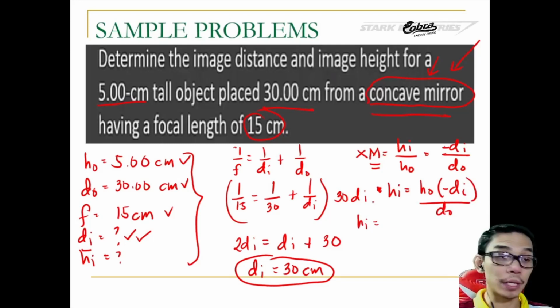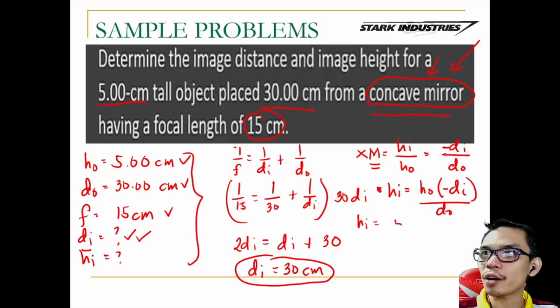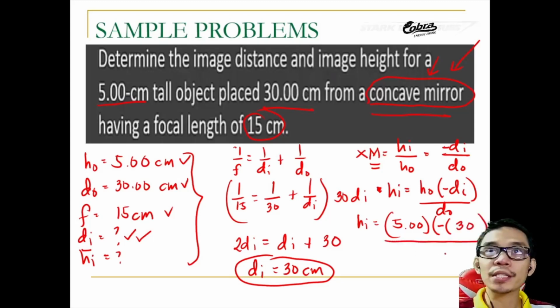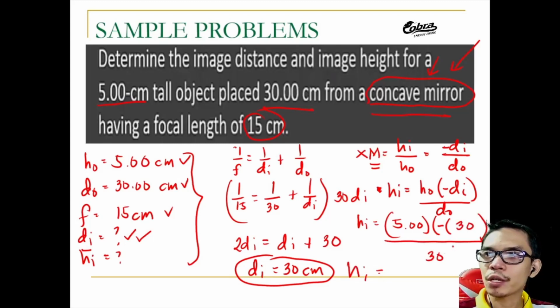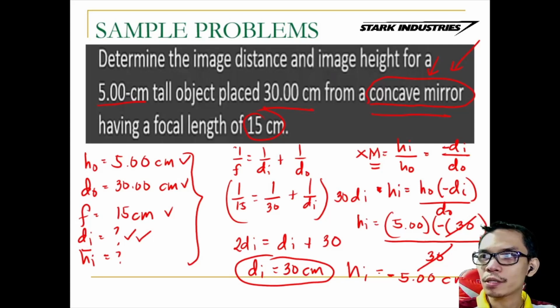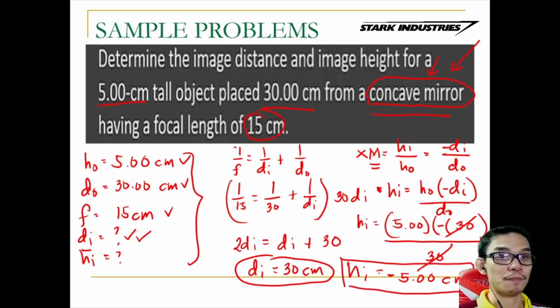Let's substitute everything. Height of the object was 5 cm, and d sub I is 30, over d sub O, which is also 30. So what will be the height of the image? Cancel that one out. So the answer should be negative 5.00 cm. So that was your height of the image.